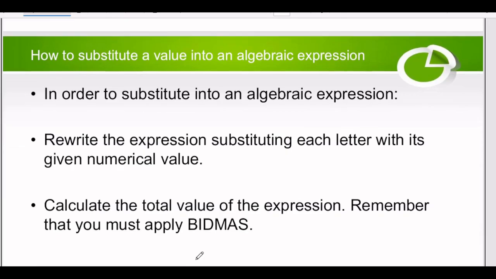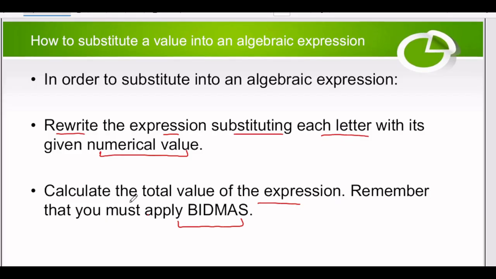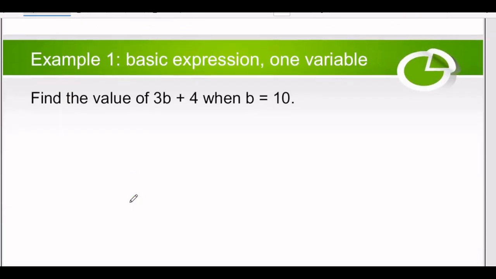Now how do you substitute a value into an expression? In order to substitute into an algebraic expression, first you rewrite the expression by substituting each letter with its given numerical value. Whatever value you are given, you replace that letter with that numerical value. Then calculate the total value of the expression. Remember, you must apply BIDMAS, BODMAS, all other rules are applicable as well when we are doing the calculation.